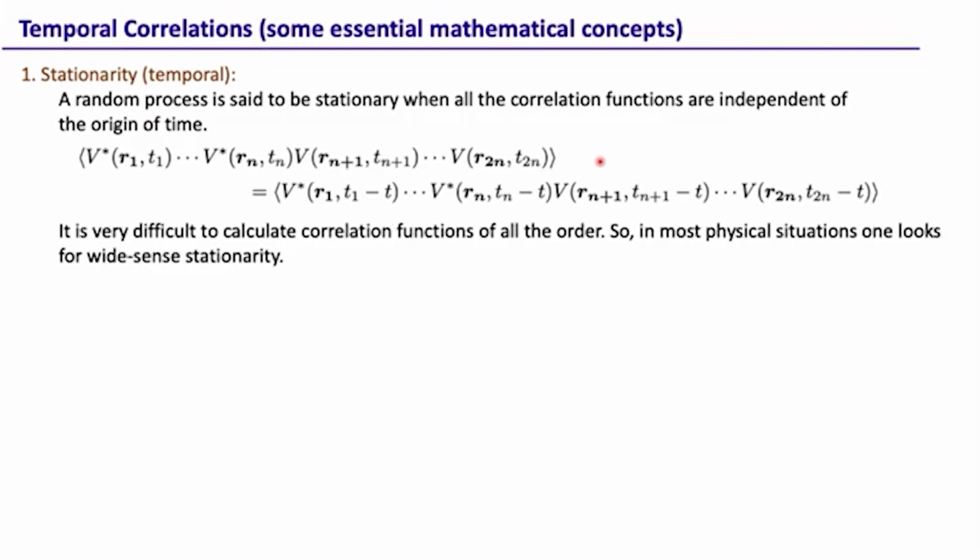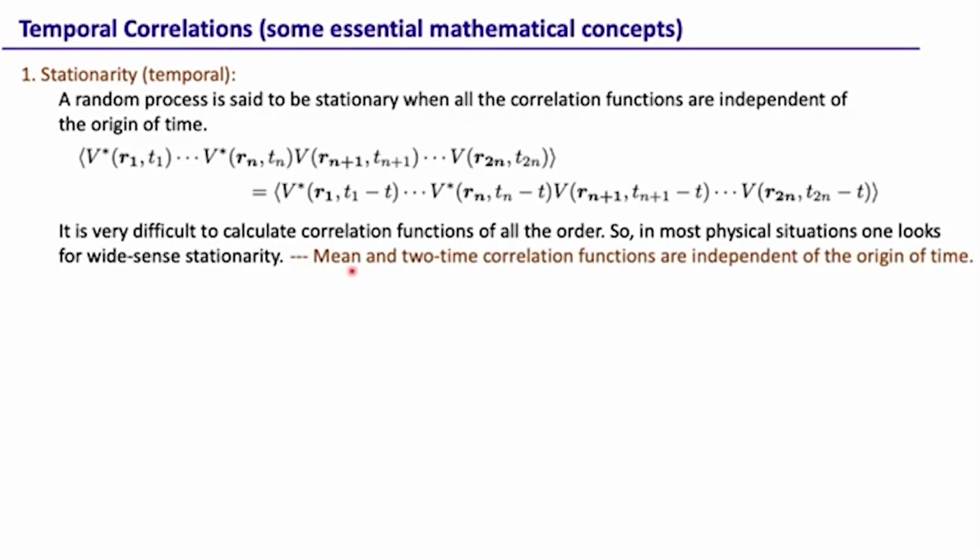Usually, experimentally it is very, very difficult to calculate all the correlation functions of all the orders. So, in most physical situations, one looks for wide sense stationarity. Now, what is wide sense stationarity? In the wide sense stationarity, one only asks for the mean and two-time correlation functions to be independent of the origin of time. So, as long as the mean and the two-time correlation function are independent of the origin of time, we call it stationary, or rather wide sense stationary field.